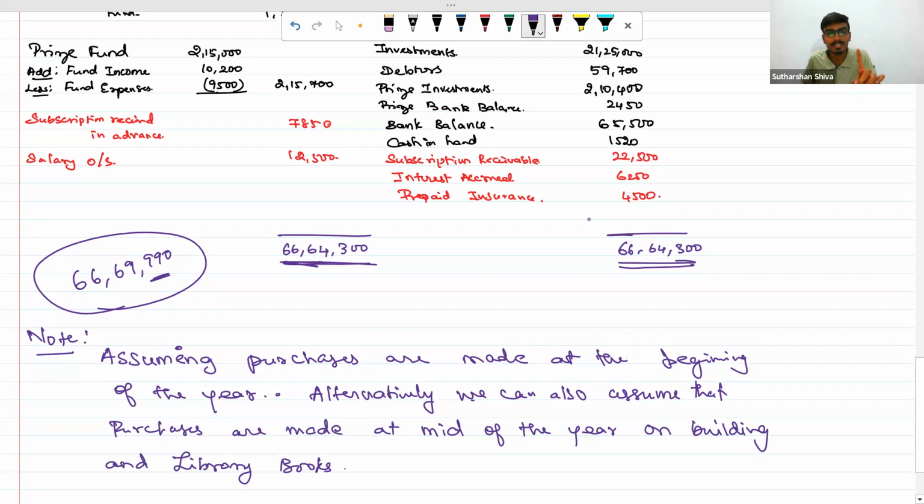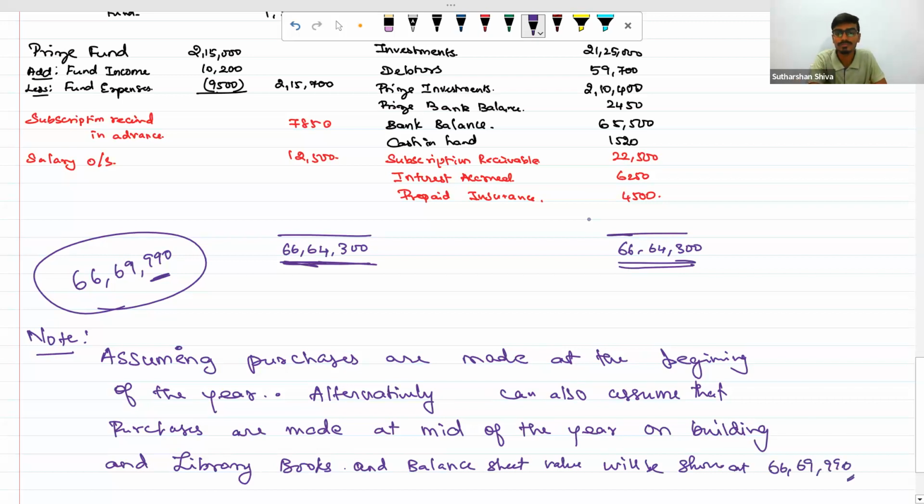At that time, the balance sheet value will be 66,64,300. Alternatively, if we assume that purchases are made at the mid of the year, the building and library books value and the balance sheet value will be shown at 66,69,990. Like this, you can show.